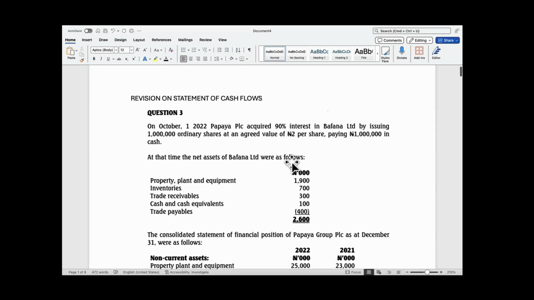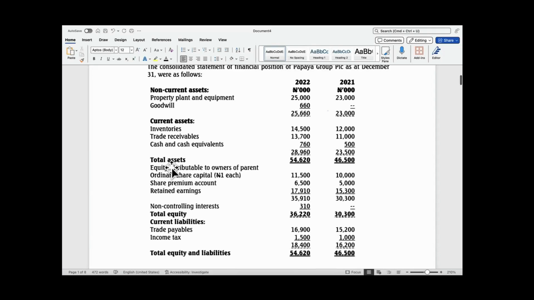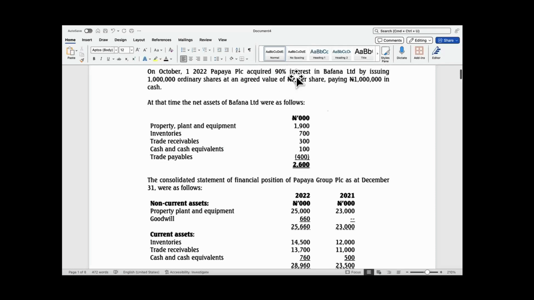But since we are the one issuing the shares, when you go to the statement of financial position, these ordinary shares here, our nominal value is 1 naira. Even though the issue price we issued to this subsidiary is 2 naira, the nominal value is 1 naira. So what increases our share capital is 1 naira, which is how we did 1 naira times 1 million. That means the remaining 1 naira out of the 2 naira goes to share premium, also 1 naira times 1 million. I hope that's clear.